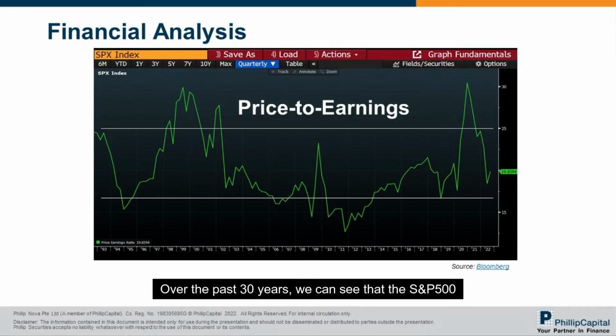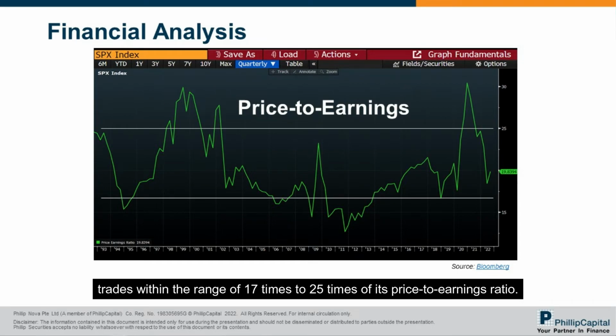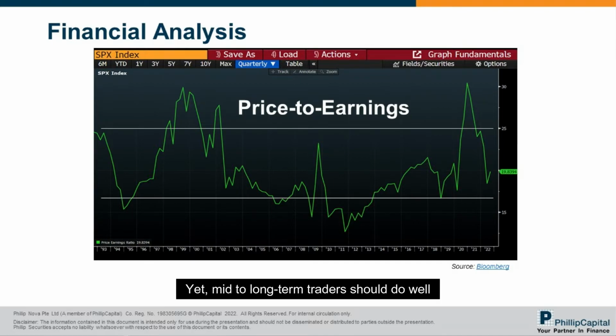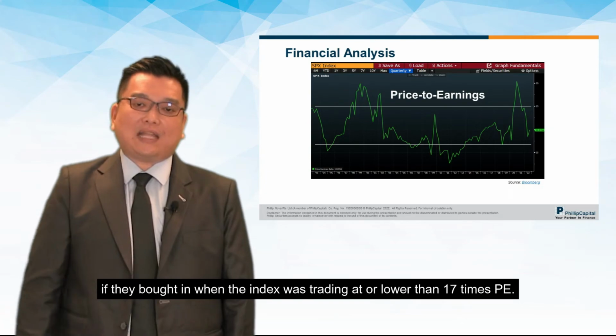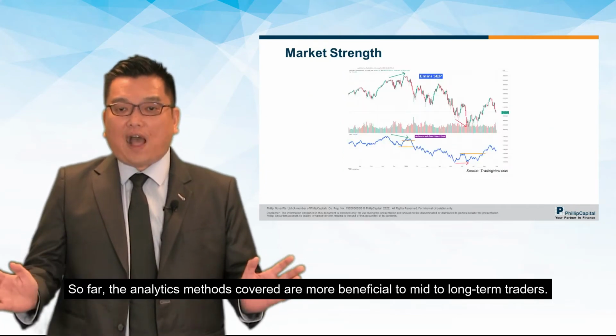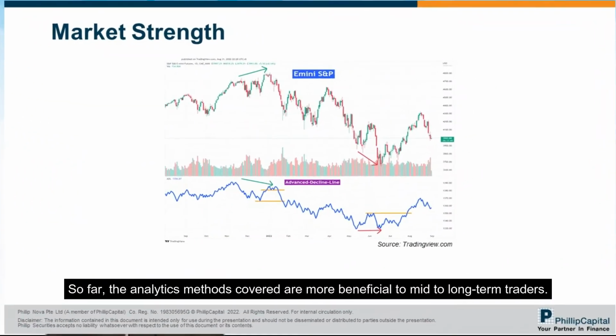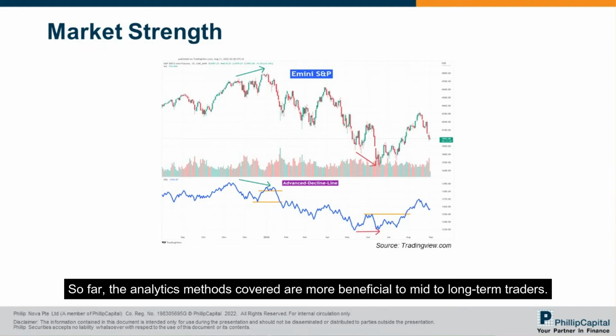Over the past 30 years, we can see that the S&P 500 trades within the range of 17 times to 25 times its price-earnings ratio. There are periods in which it traded much higher and lower than this range. Yet, mid to long-term traders should do well if they bought in when the index was trading at or lower than 17 times PE. So far, the analytics methods we covered are more beneficial to mid to long-term traders.